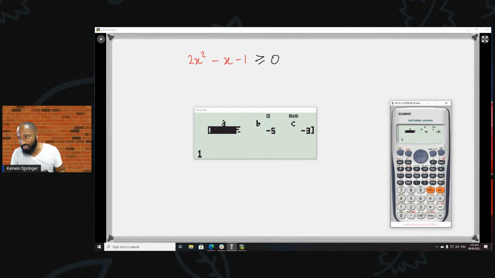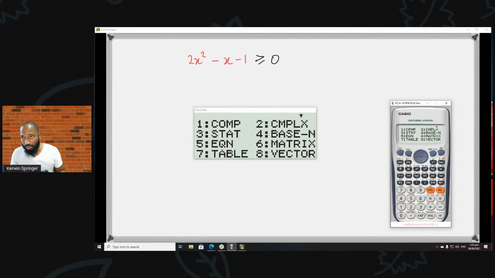So your calculator will be facing you in this mode right now. Maybe it might be in radians, maybe it might be in degrees. You're going to press mode. You're going to go down.